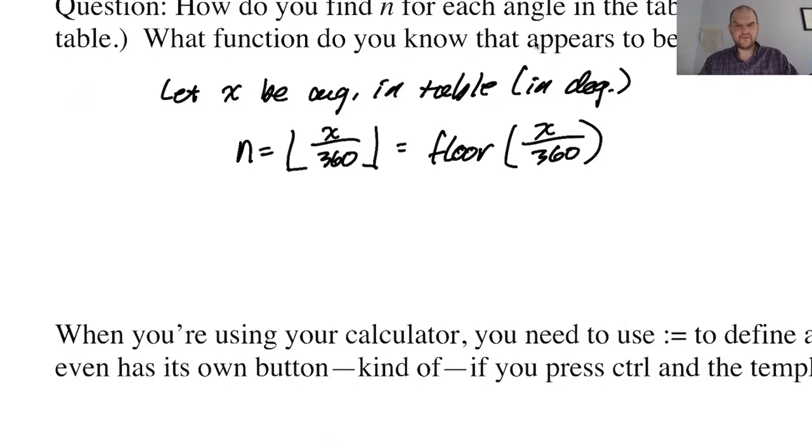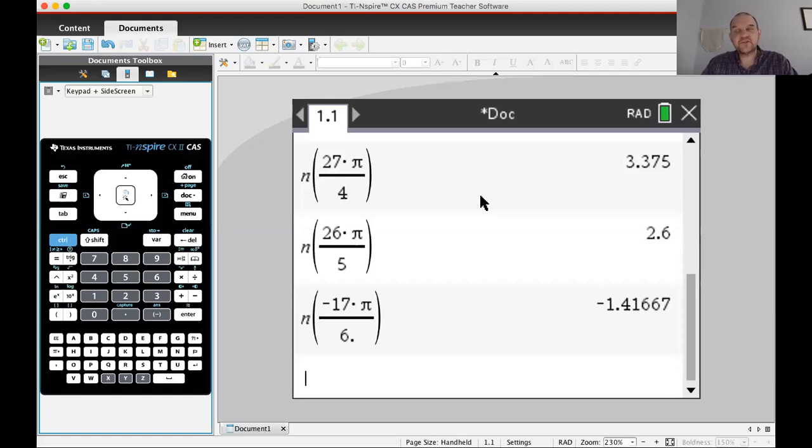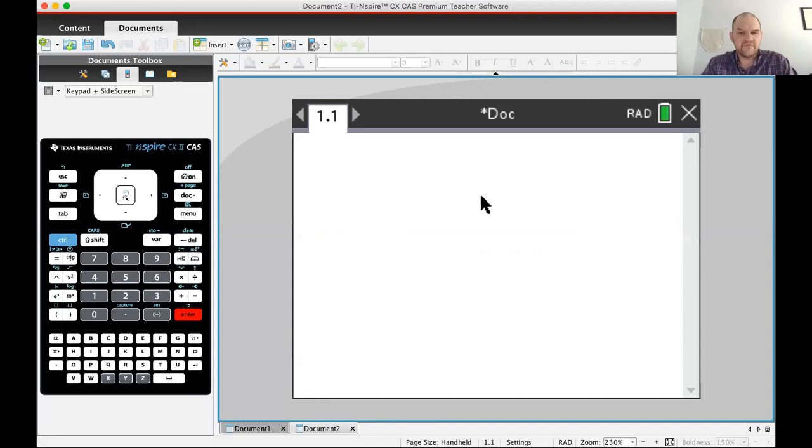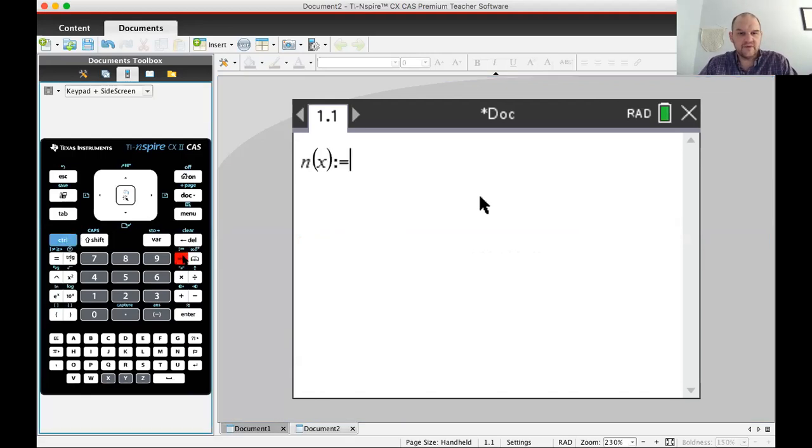I'm going to go to the calculator here, and hopefully this doesn't mess up the video. Although I would say my description of the greatest integer function was not the best description I've ever given in my life. So if it does mess it up, I wouldn't totally regret trying it again. Okay, I'm going to define a function for n. I say n of x, so parentheses x. Then I'm going to use colon equals, so control and the templates. I'm going to just type floor, F-L-O-O-R, parentheses. I want to do x divided by 360 and press enter.